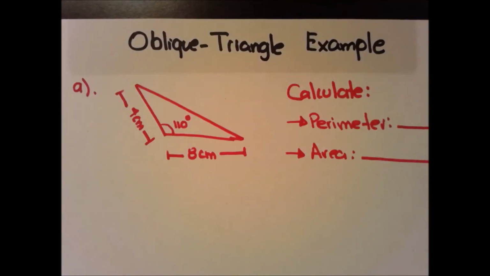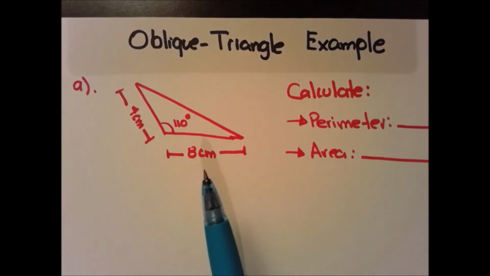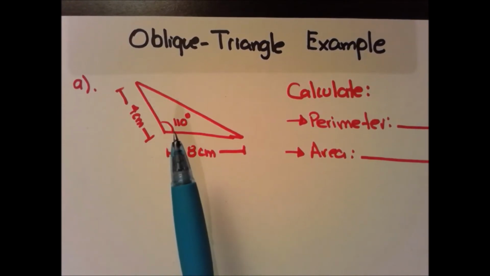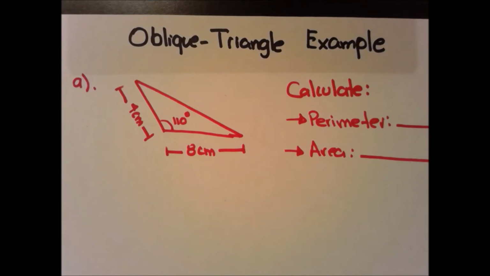On example number 2, we are going to work with an oblique triangle. In this case, we have a triangle with two sides, one of 4 centimeters length and the other of 8 centimeters length, and with an angle of 110 degrees. We are going to calculate the perimeter and area.